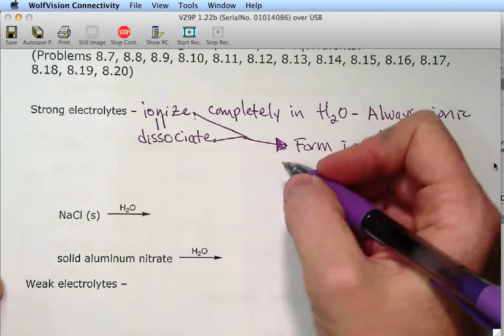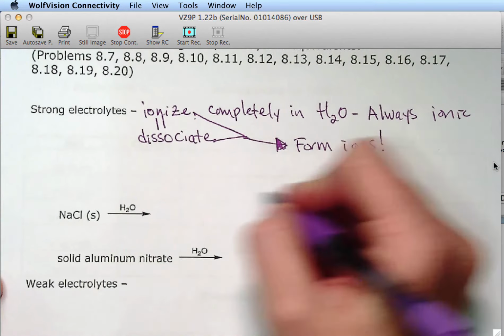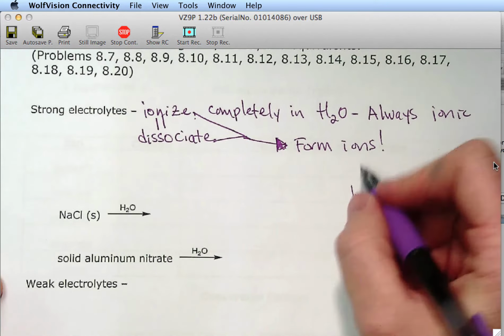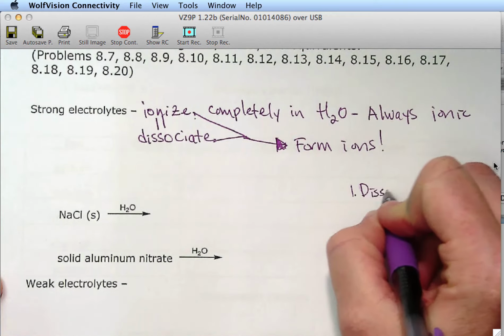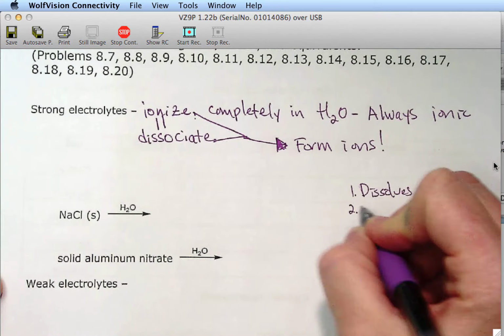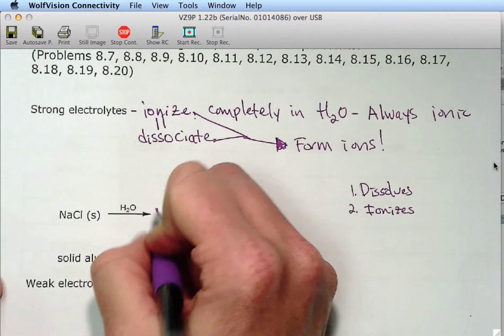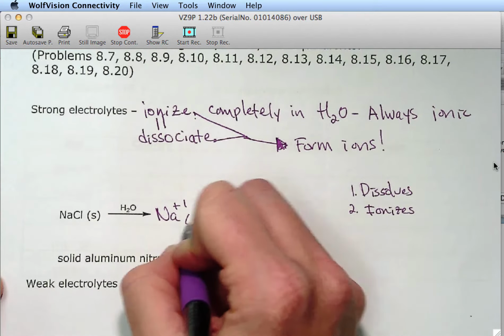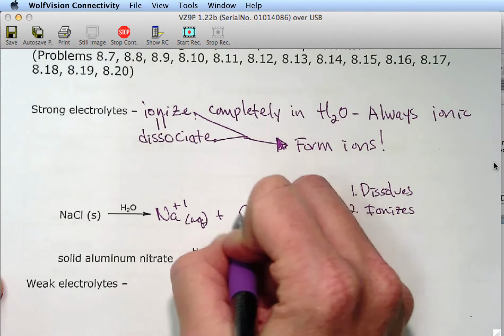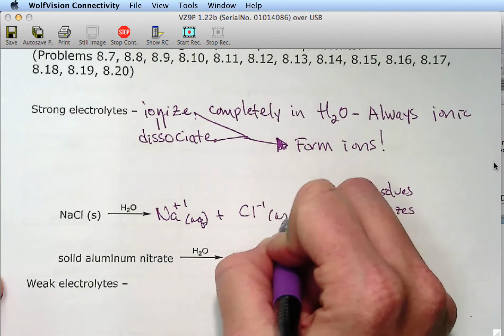So, just like we did before, it dissolves and then it ionizes. So, sodium chloride is going to be sodium +1 aqueous plus Cl -1 aqueous.